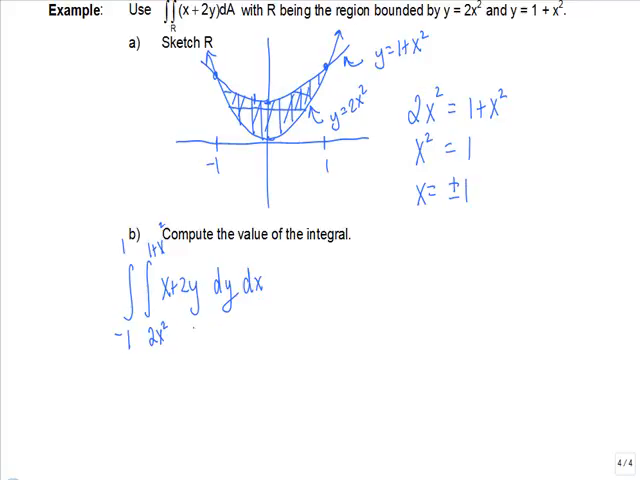Outer limits were x limits. Inner limits are y limits. Y limits can only involve functions that are in terms of x. So now let's integrate. Outer limits we'll leave alone. We're going to integrate with respect to y. So the antiderivative of x is xy. Antiderivative of 2y is y squared. And then from 2x squared up to 1 plus x squared.